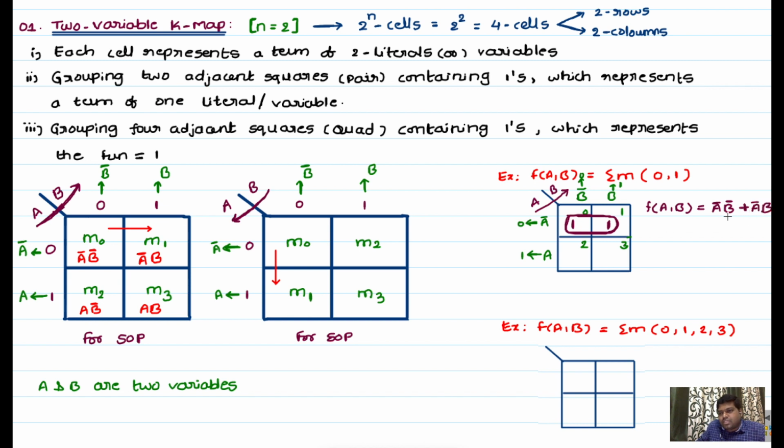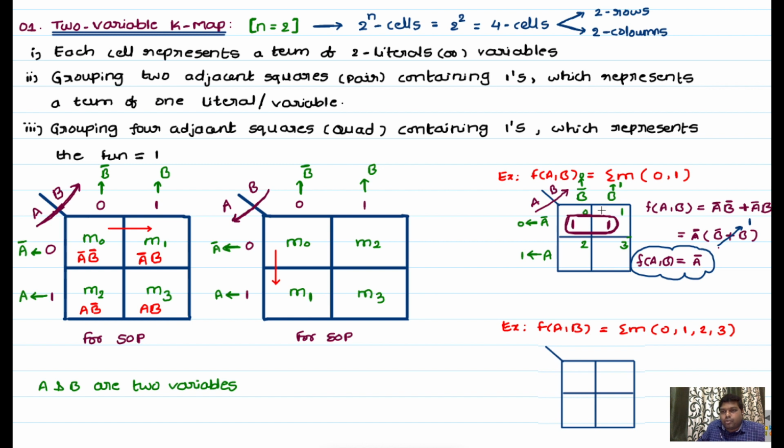Out of these, the remaining two boxes are empty, so I am not taking those two literals. Whichever boxes have ones, only those boxes I will represent in variable format. Now I am getting A bar B bar plus A bar B. From these two product terms, I will take A bar as a common factor. Then I am getting B bar plus B. According to our OR operation theorem, B bar plus B equals 1. So now this is your function f of a comma b equals A bar.